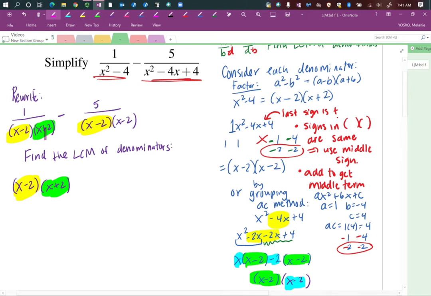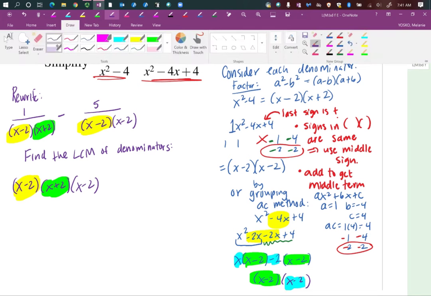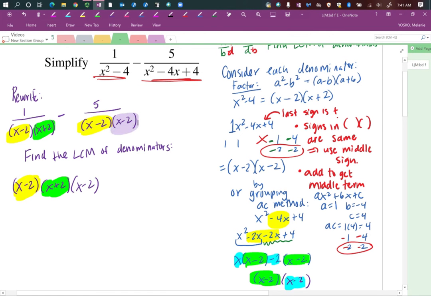So looking at the second denominator, is there anything I have not already written down? Yeah, I haven't written down this guy, right? They're the same, but this one appears twice. So now I also need to write down x minus 2 because I have to account that it was a double factor. It appeared twice. So this is the least common multiple of those denominators.